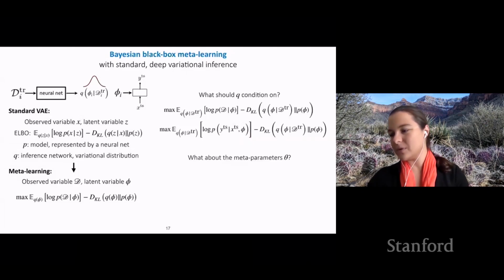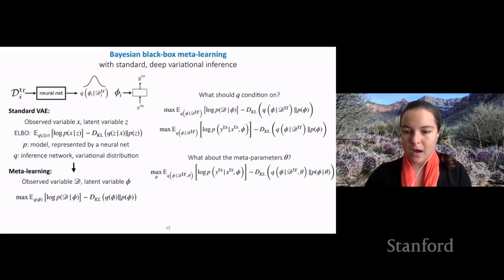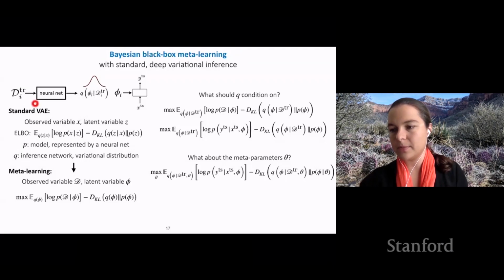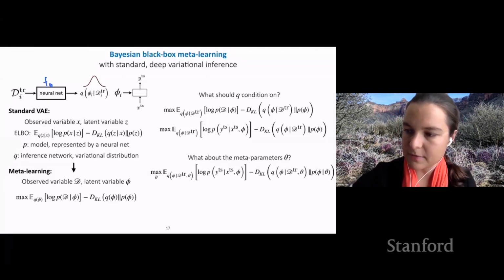And lastly, where do the meta parameters come in? The meta parameters will be part of the model. Whenever we estimate phi, we'll condition that prediction on theta, our meta parameters. Theta here again is the parameters of this neural network, so this is like f_theta, for example.